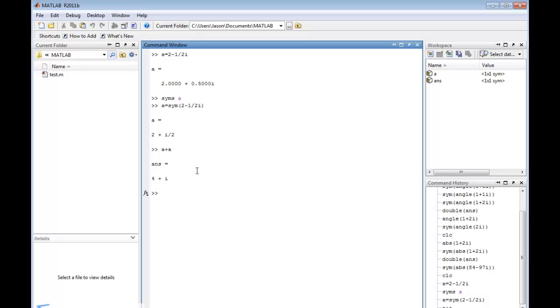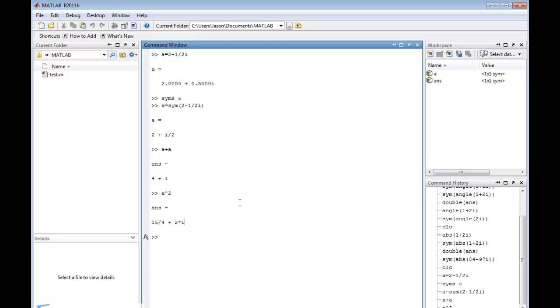But what if you wanted to do something like a squared, a times a? You would be doing FOIL everywhere. You would have i over 2 multiplied by a bunch of stuff, and then you'd have to collect like terms and present the answer. So when we do it in terms of a symbol, a is now a symbol, and the answer we get back is exact. We don't get a decimal here. We get 15 divided by 4, and we don't get some weird decimal here. We get an exact number, 2i. So this is the real part.